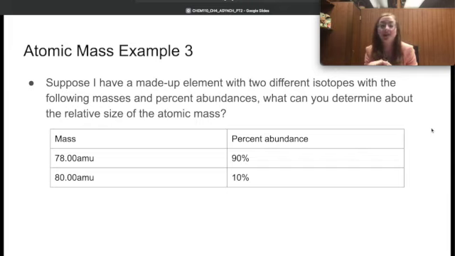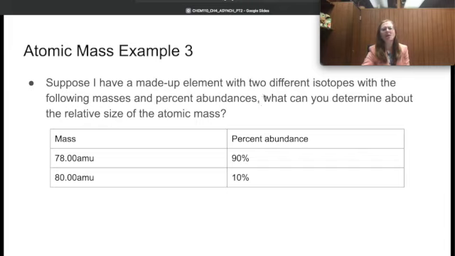However, if I make something up, I'm always going to call it a made up element, so you know that there's not really an element that fits these specifications. So suppose I have a made up element and it has 2 different isotopes. On my screen, I have one isotope with a percent abundance of 90 and one with a percent abundance of 10. So I'm going to keep that in my head.